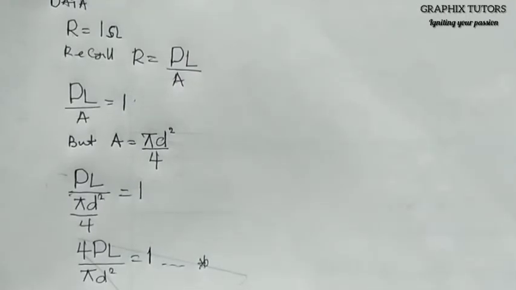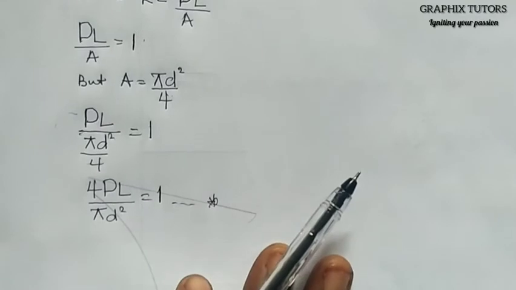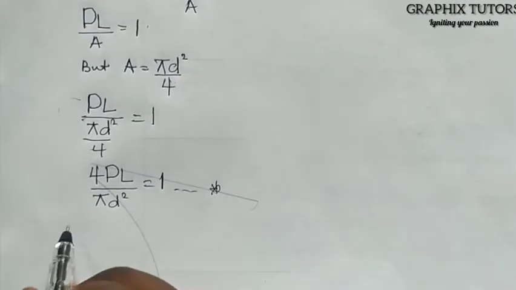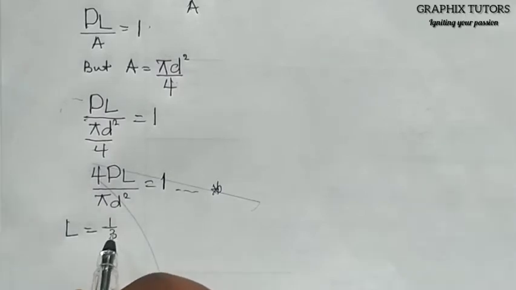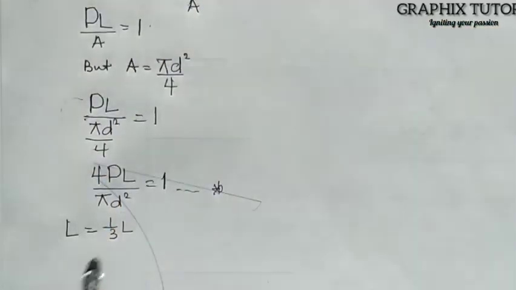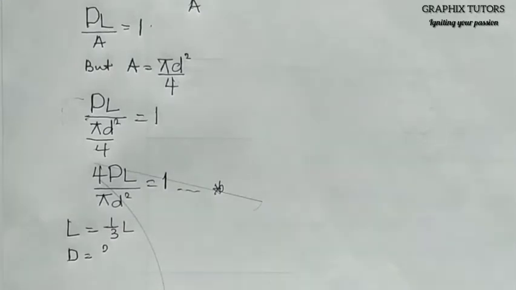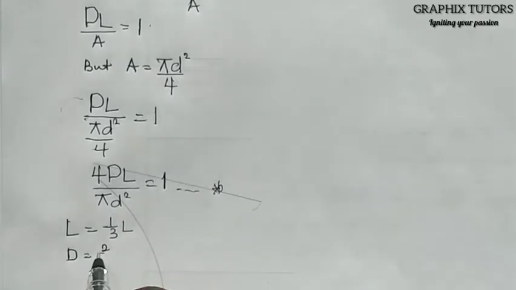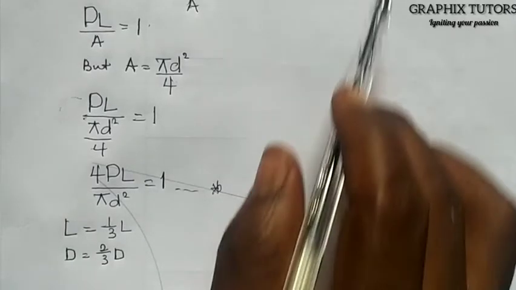So let's move forward. We are now told that the length of copper L is equal to 1/3 of the length, right? And the diameter of copper D is equal to 2/3 of the diameter D. Are we good? Because given the question, it is 2/3 the diameter of silver.